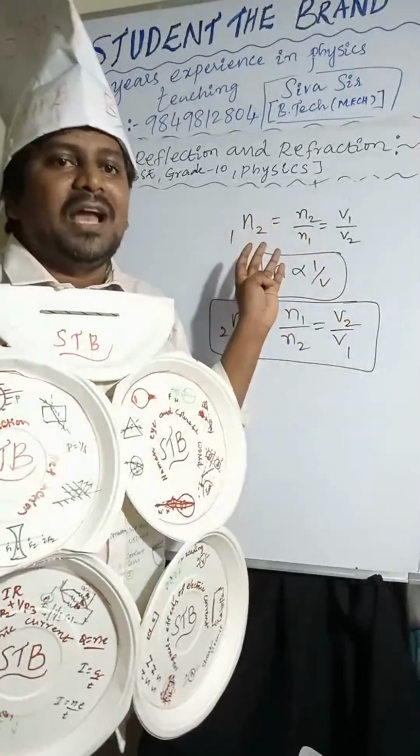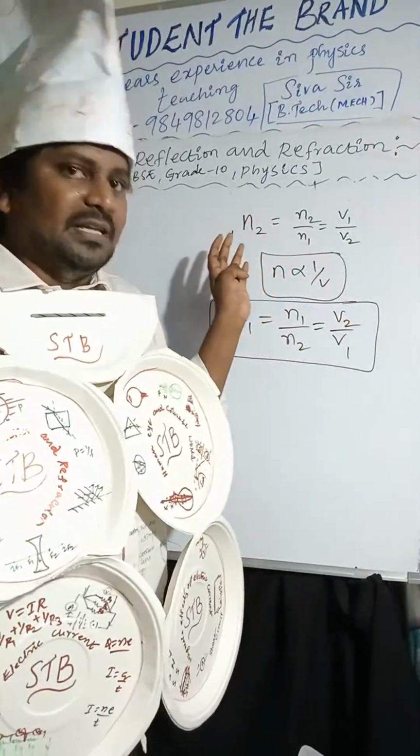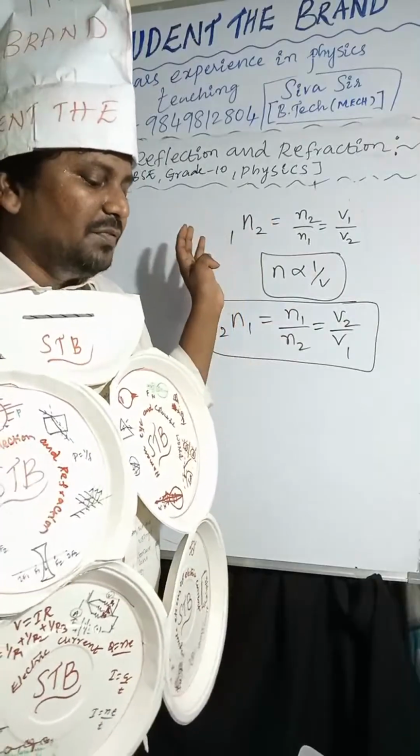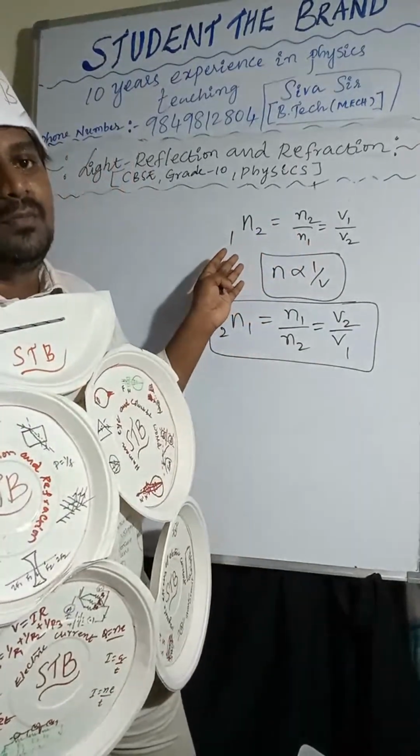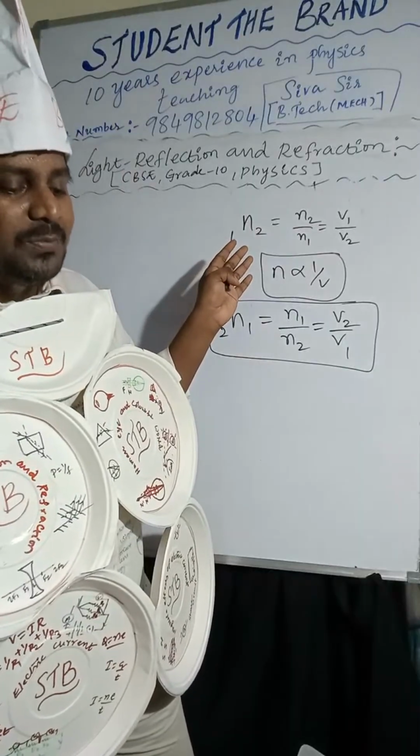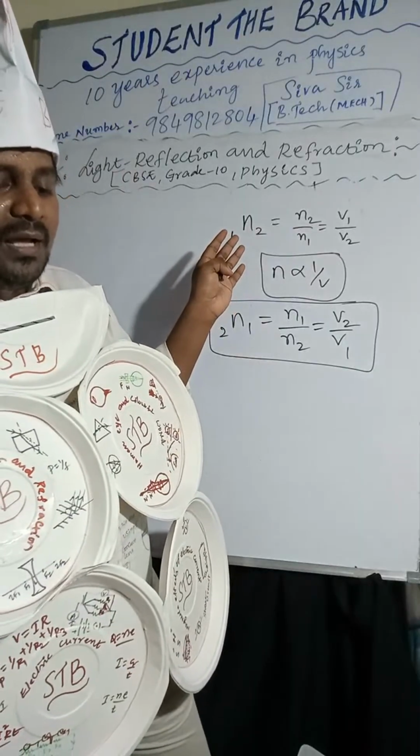So relative refractive index is nothing but the speed of light in medium 1 by the speed of light in medium 2.